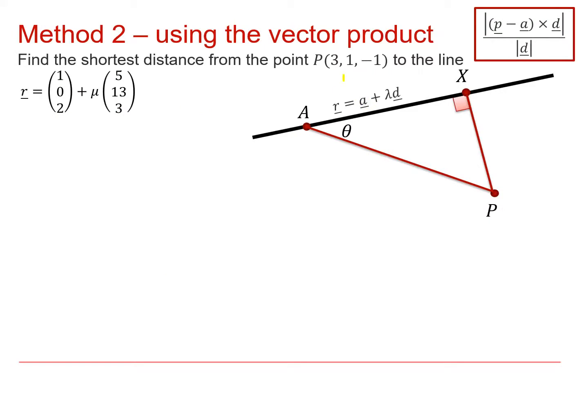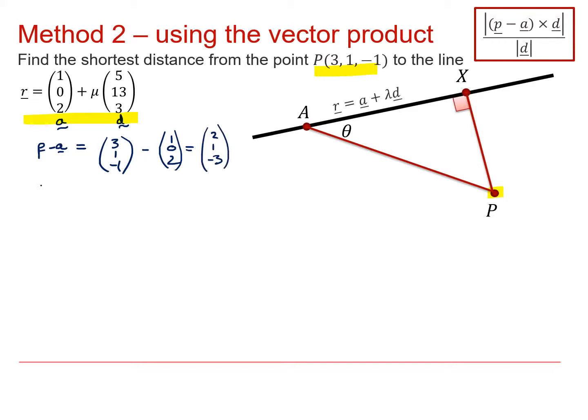Again, it's easiest to see that with an example, and actually this is the same example as the one we used for method 1. So there's my point, and there's the equation of the line. This thing here is A, and this thing here is D. So we want P minus A cross D. Well, let's have a look at P minus A first of all. That's going to be 3, 1, minus 1, minus 1, 0, 2. And that just gives me 2, 1, minus 3.